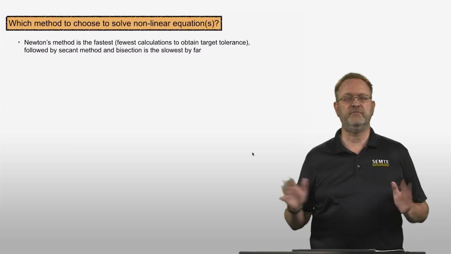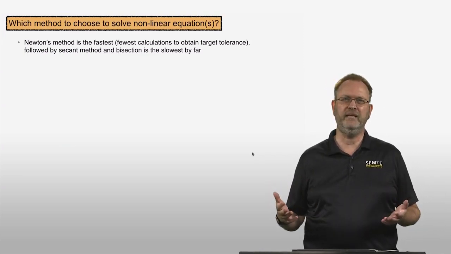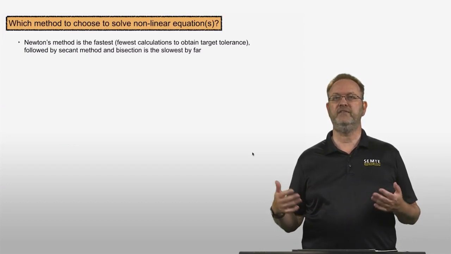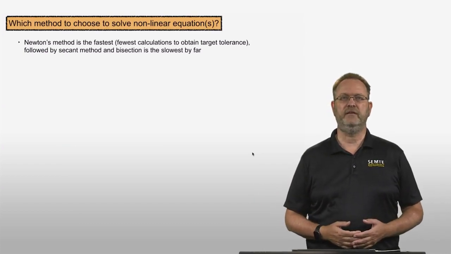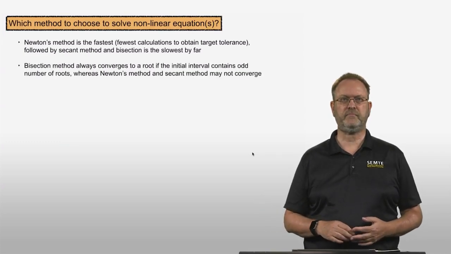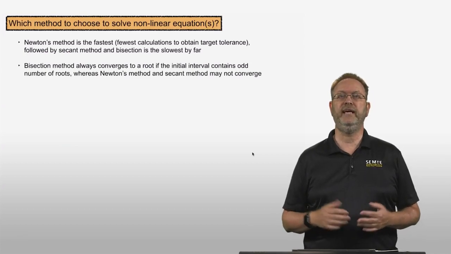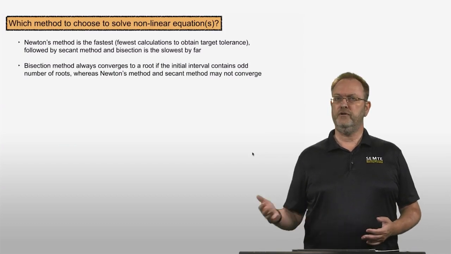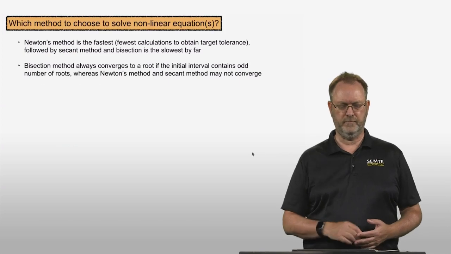Well, some general observations are that Newton's method is the fastest. By that I mean you need the fewest calculations in order to obtain a target tolerance. Next fastest would be the secant method, and the bisection method is the slowest by far. However, the bisection method always converges to a root if the initial interval contains an odd number of roots, whereas Newton's method and the secant method may actually not converge at all.